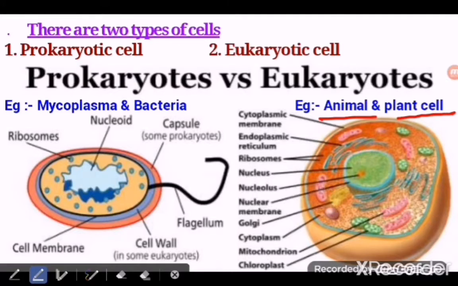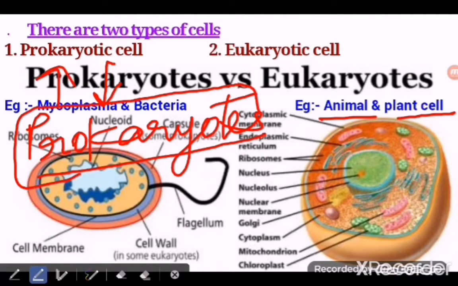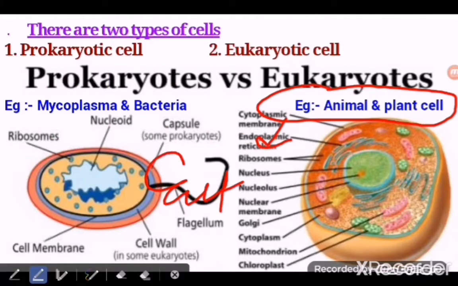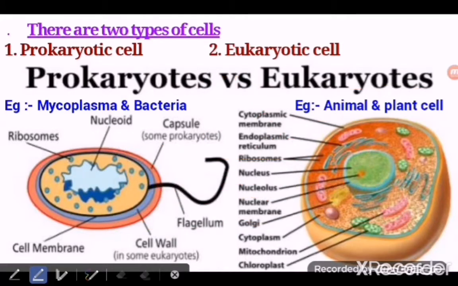The living beings in which prokaryotic cells are found are known as prokaryotes. So prokaryotes are living beings and their cells are prokaryotic cells. And the living beings with eukaryotic cells are eukaryotes. So eukaryotes are living beings in which eukaryotic cells are found. That is why we are eukaryotes, not prokaryotes. So let's understand the differences between eukaryotic and prokaryotic cells.